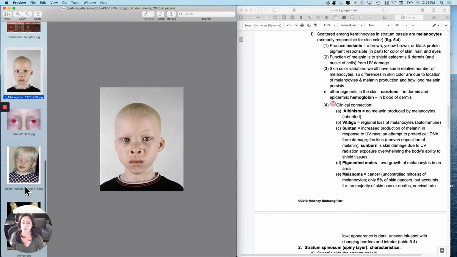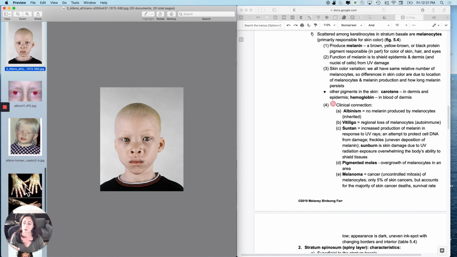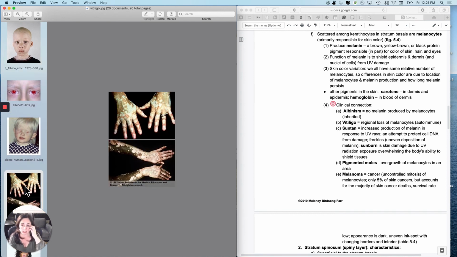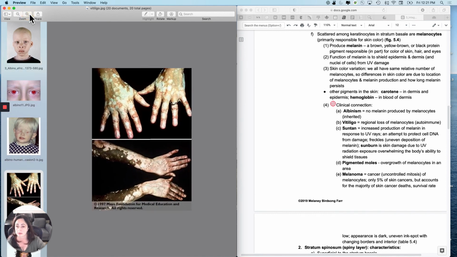Vitiligo is the next one, and this one is autoimmune, in which for some reason your immune system starts making a mistake and attacking melanocytes. It thinks maybe that they are pathogens or invaders and starts attacking melanocytes, and then you lose the ability to produce the pigment in those locations. And it's autoimmune, so there's no cure for it.